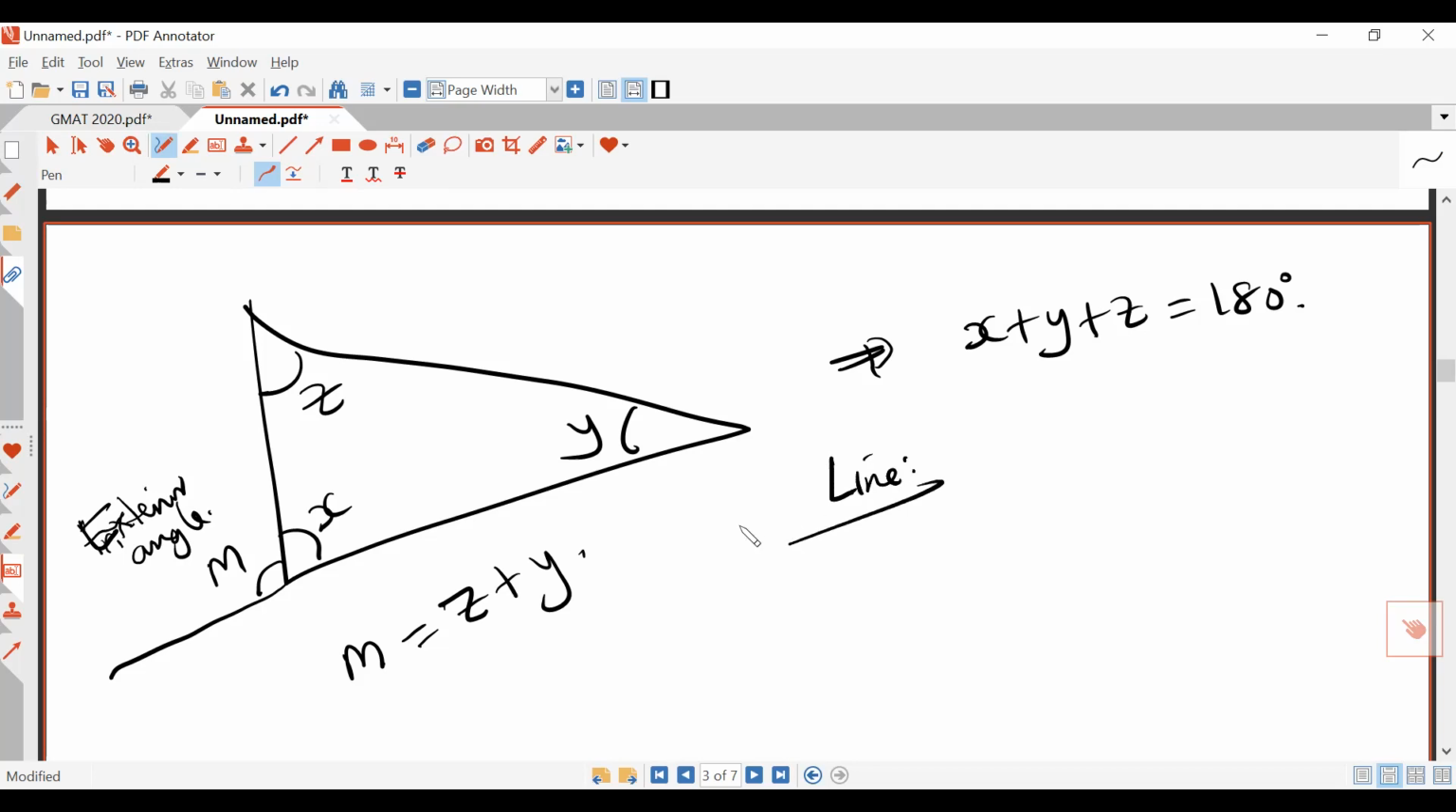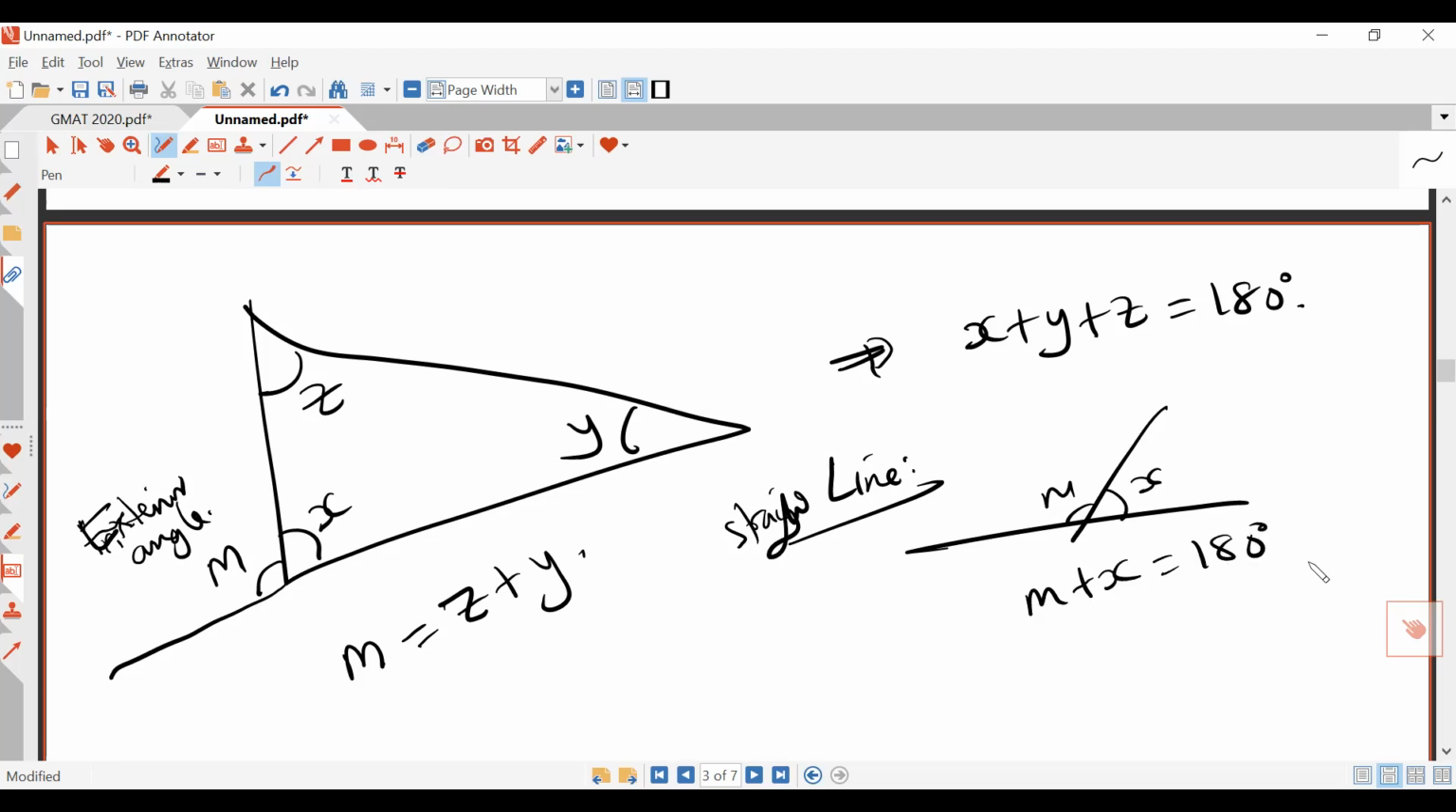And then for a straight line, for example, this one here, this angle is X, this angle is M. You need to remember that M plus X is the same as 180 degrees, angles on a straight line.